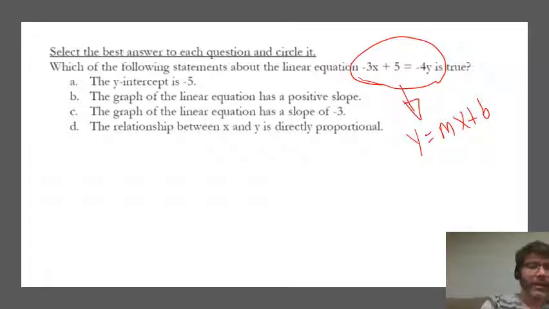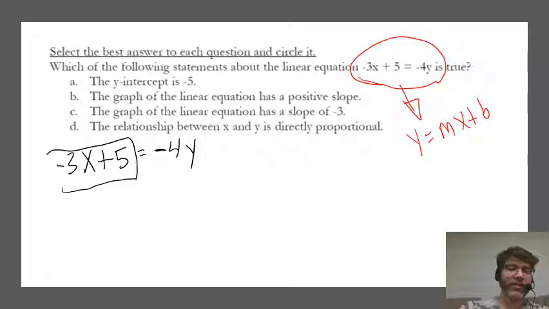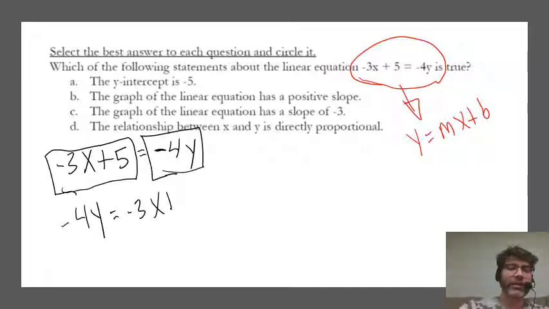So why don't I write it down here so I have a little room. So it's negative 3x plus 5 equals negative 4y. Okay, so what I could do, just right off the bat, is I could say, do you see that negative 3x plus 5 equals negative 4y? That's another way of saying negative 4y equals negative 3x plus 5. Aha. See, so this is still not in y equals mx plus b form, but it's a lot closer.